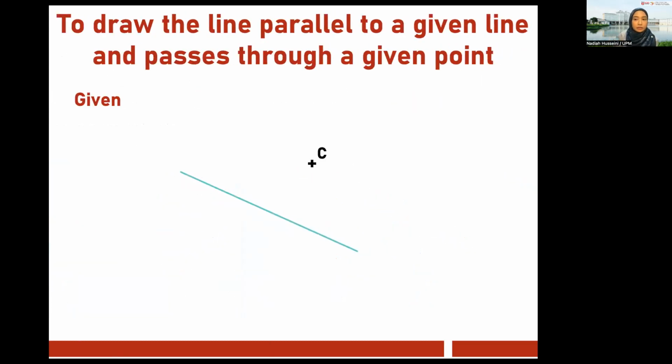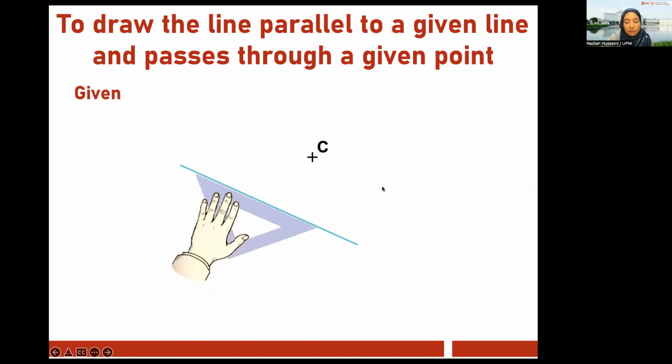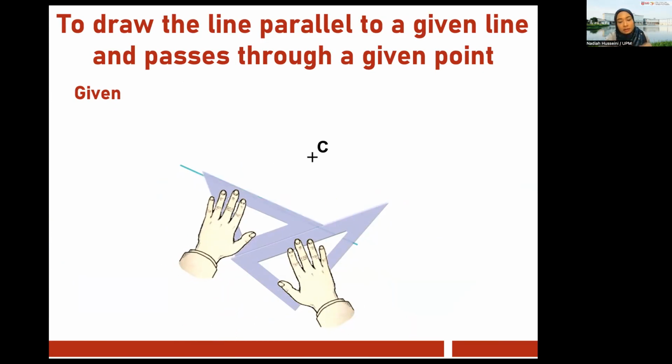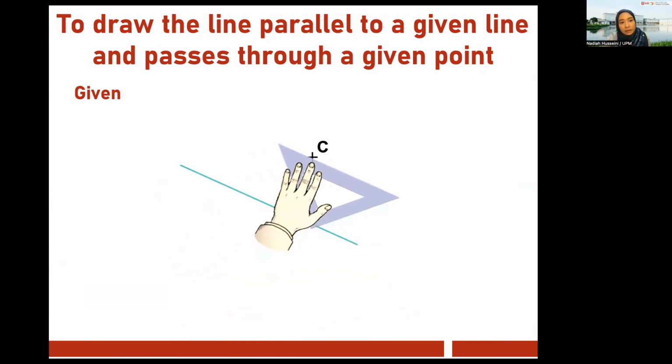Okay, to draw a line parallel to a given line and passing through a given point. We have a line over here. We want our line to be parallel and also passing through C. So how do we do that? Take your triangle. This is your 45 triangle, and this is your 60-30 triangle. You align the 45 and place the 60-30 next to it, and then you drag your 45. Then draw along the 60 degrees while rotating the pencil. There you go, your parallel line that passes through C.